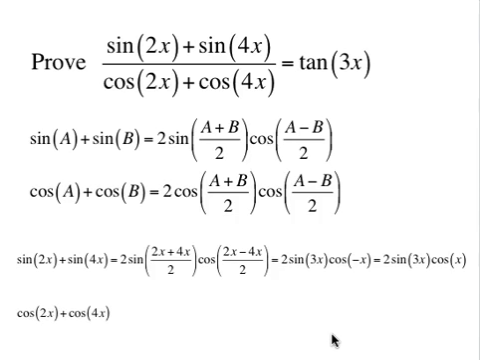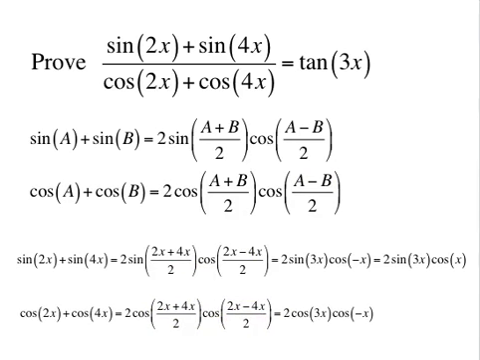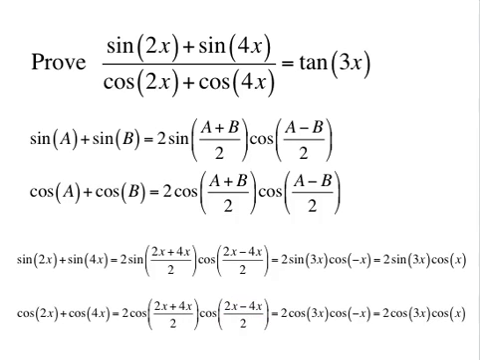Denominator, we have cos 2x plus cos 4x. We're going to use the second identity. That'll be 2 cos 2x plus 4x over 2, cos 2x minus 4x over 2. Cos 6x over 2 is cos 3x. 2x minus 4x, negative 2x over 2, cos negative x. And again, cos of negative x is the same as cos x. So we recognize that this numerator can be replaced with 2 sine 3x cos x. The denominator can be replaced with 2 cos 3x cos x.